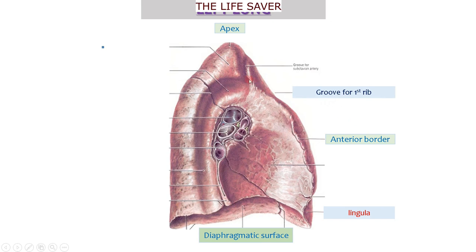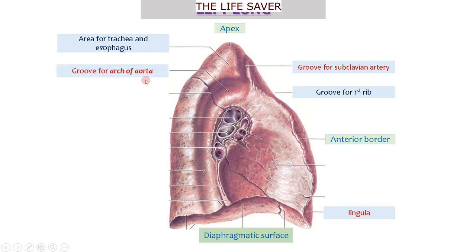Just above the groove for the first rib, there is a dip, which is referred to as the groove for the subclavian artery. Always present below the apex, the area which is present is referred to as the area for the trachea and the esophagus. The groove here is an arch-shaped groove, which is the groove for the arch of the aorta, which descends downward and forms the groove for the descending aorta.